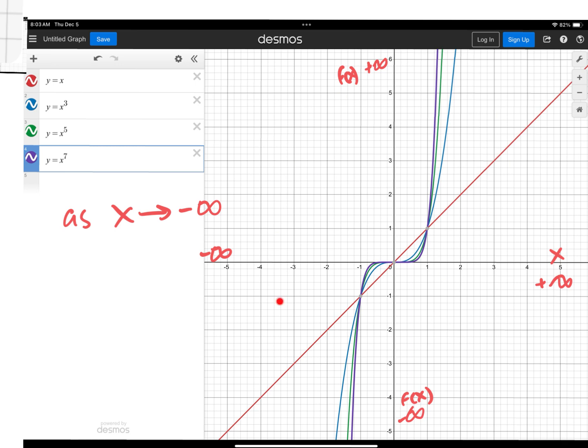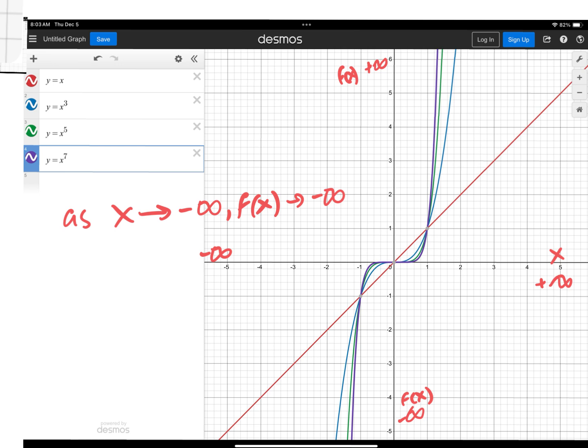So all of these odd degree functions, as x approaches negative infinity, that just means look to the left. Where are the graphs at? Are they going to positive y value infinity or negative infinity on the y value? Negative. Okay, I hope everybody's paying attention. So as x approaches negative infinity, you're going to say f of x approaches negative infinity.